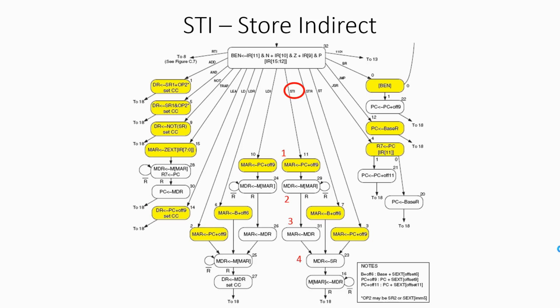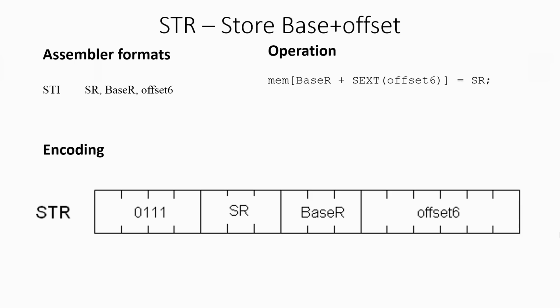In step 4, the contents of the source register are loaded into the MDR. Lastly, the contents of the MDR are loaded into the memory location pointed at by the MAR, completing the store indirect instruction. Another store instruction in the LC3 is the store base plus offset instruction.